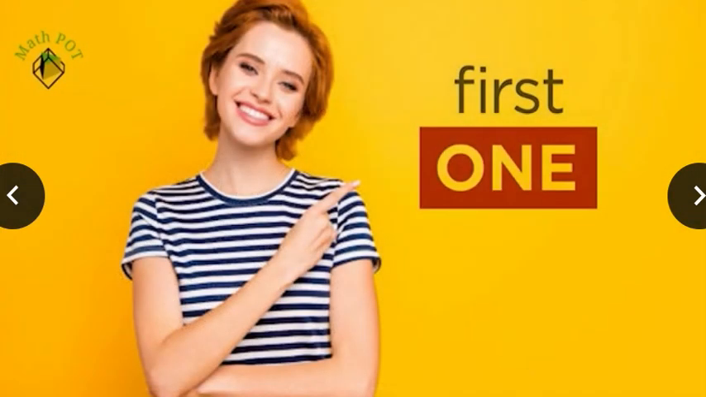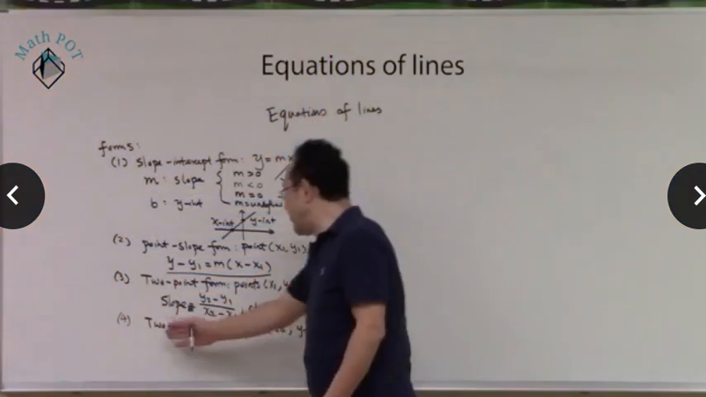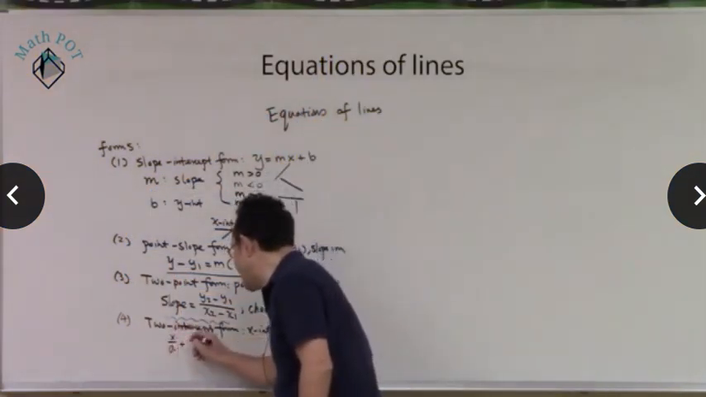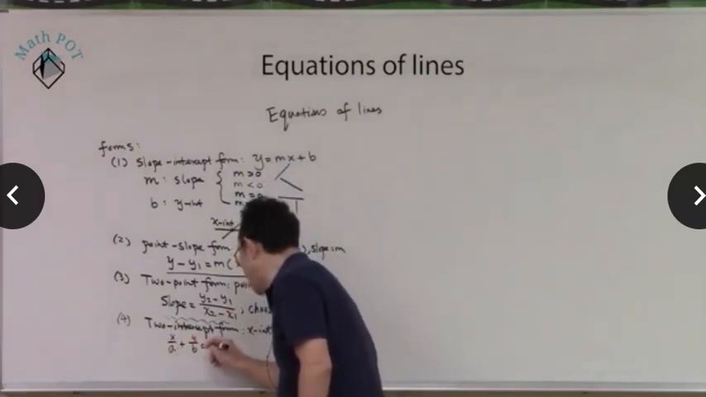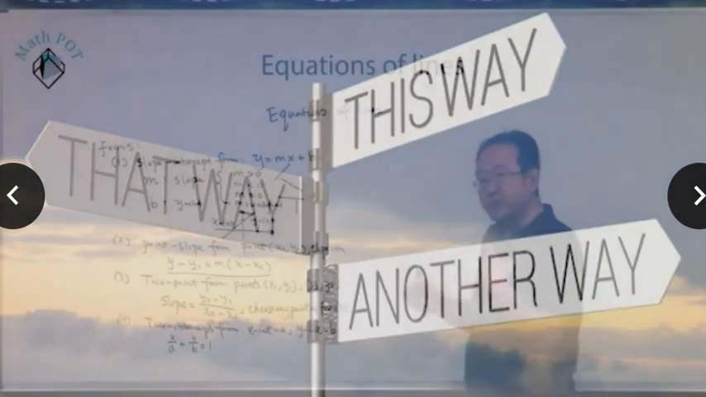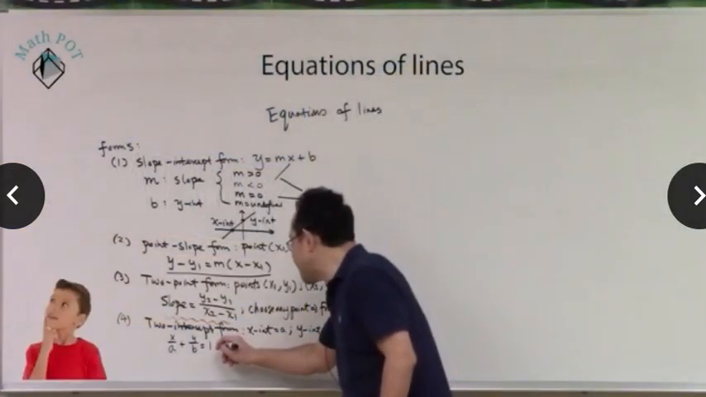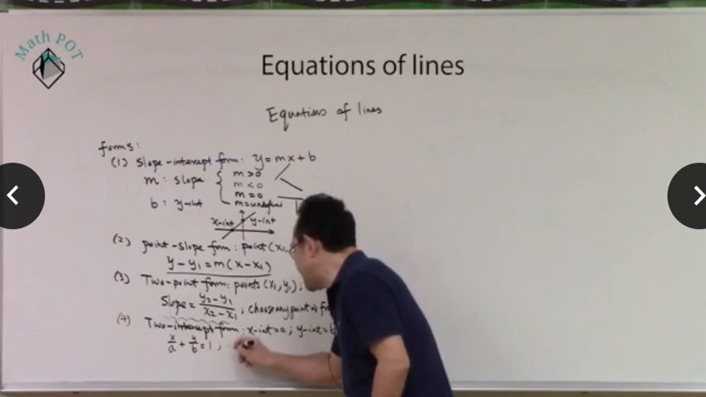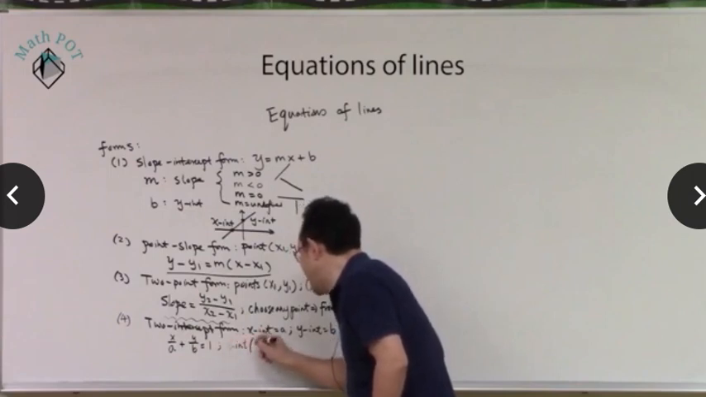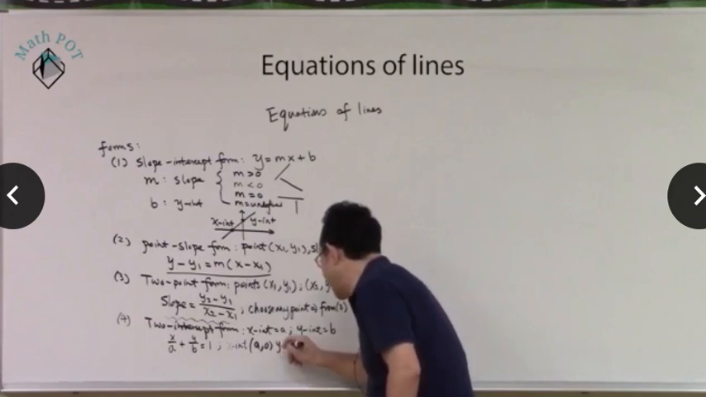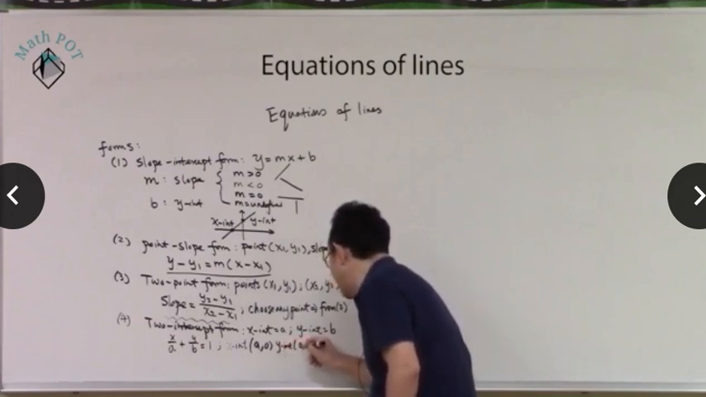First of all, if you want to remember a formula, we do have one for this: x over A plus y over B equals 1. Another way is that you don't need to remember this form. The x-intercept is 1 point, which gives us (A, 0). The y-intercept is another point, (0, B).